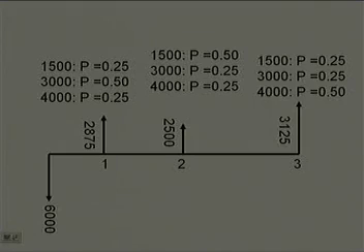Similarly, for year 2, you can see that for getting a return of 1500, probability value is 0.5. For getting a return of 3000, probability value is 0.25. And for getting a return of 4000, I have a probability value of 0.25. Similarly, these three values of cash flow as well as the associated probability values are given for end of year 3 also.